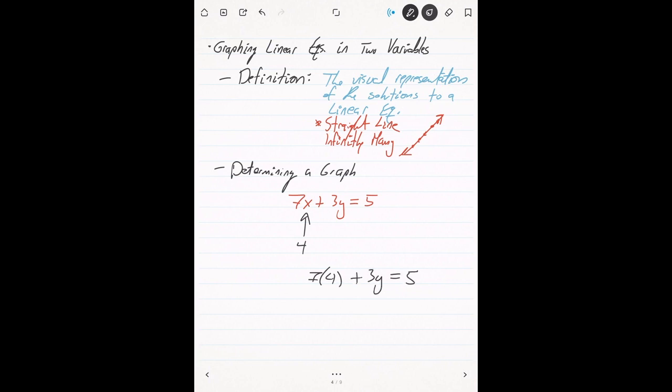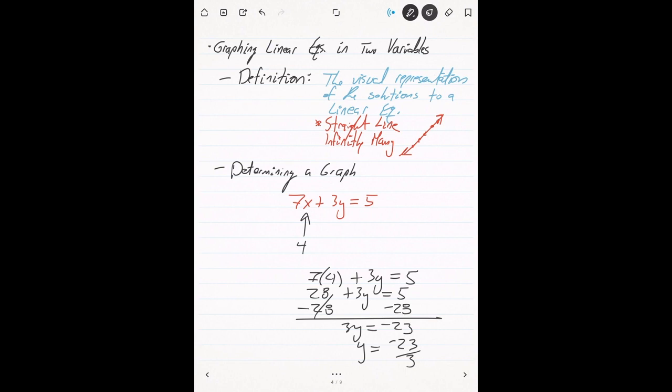What we're going to do is solve for y. We're going to say, okay, if x is 4, what does y have to be to make this equation true? So this would be 28 plus 3y is equal to 5. If I subtracted 28 from both sides, we would end up with 3y is equal to, let's see, 5 minus 28 is going to be negative 23. Y is equal to, if we divide both sides by 3, negative 23 divided by 3.